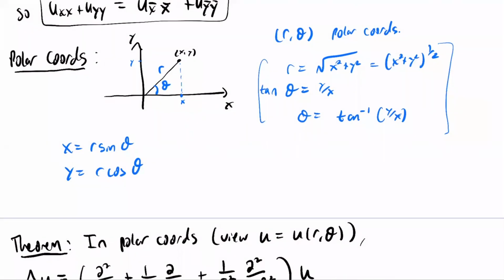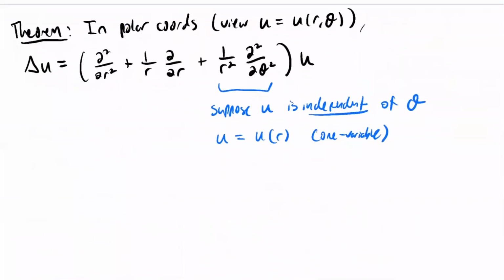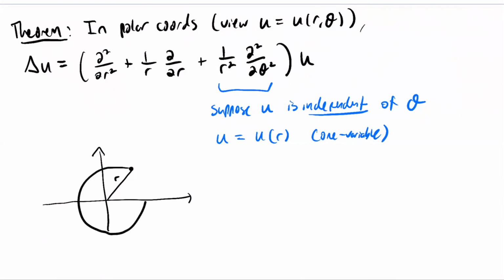Well, geometrically, if we go back here, this means that the value of the function doesn't depend on theta. It only depends on the radius. So let's try to look at geometrically what this means. Let's say I pick a point with a particular radius r. Well, I can look at the whole circle of radius r centered at the origin, and so u has the same value at all points on the circle of radius r.